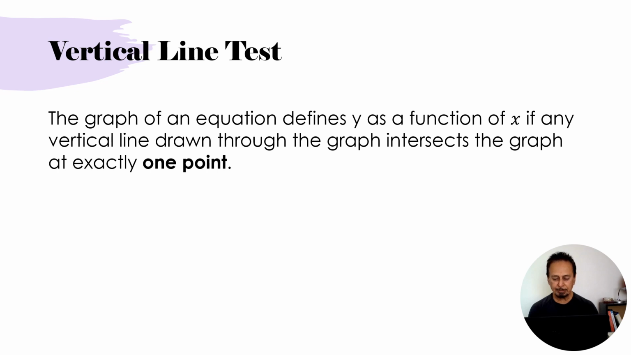What is the vertical line test? The graph of an equation defines y as a function of x if any vertical line drawn through the graph intersects the graph at exactly one point. If the vertical line drawn through the graph intersects the graph at more than one point, then the graph does not define a function.